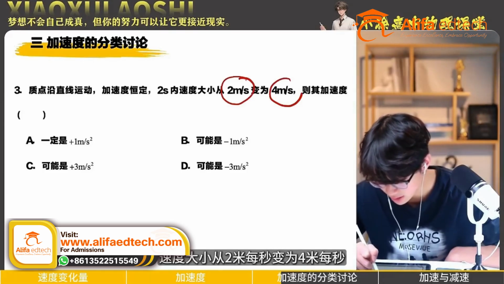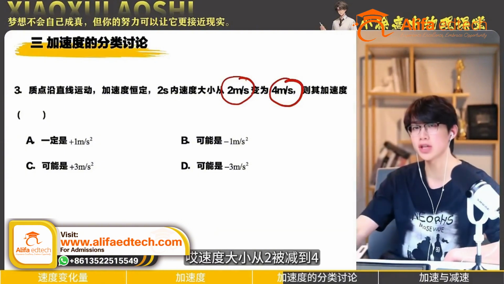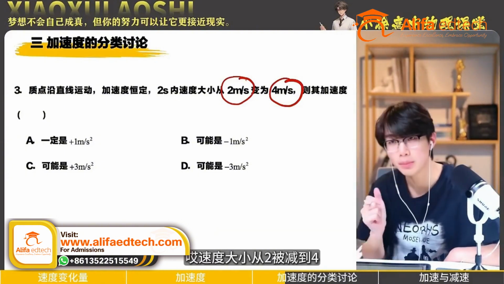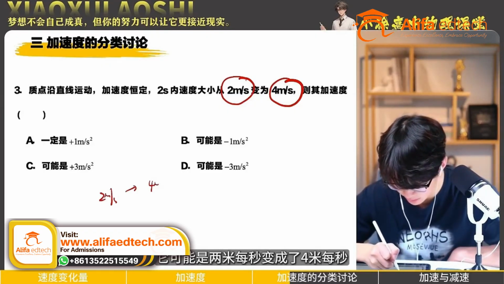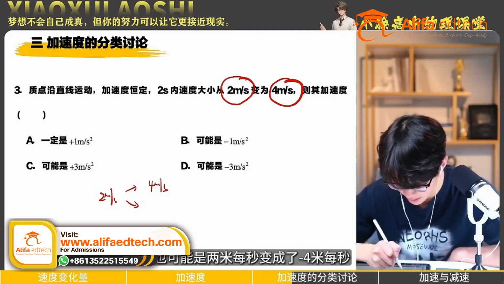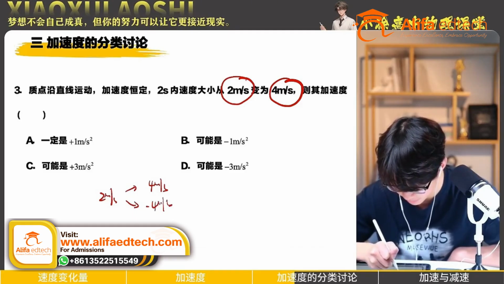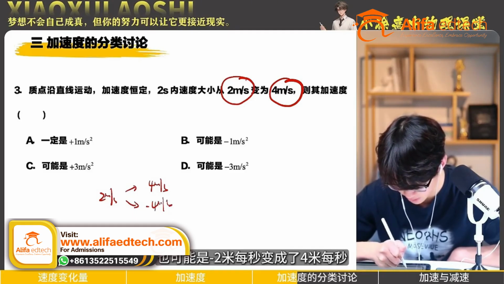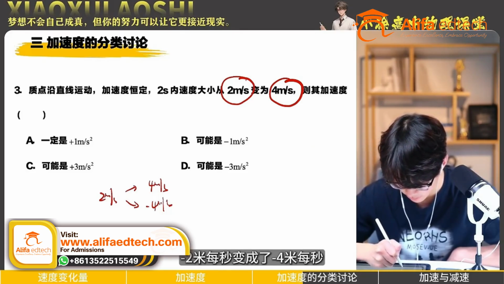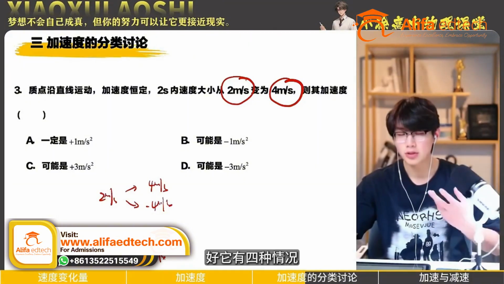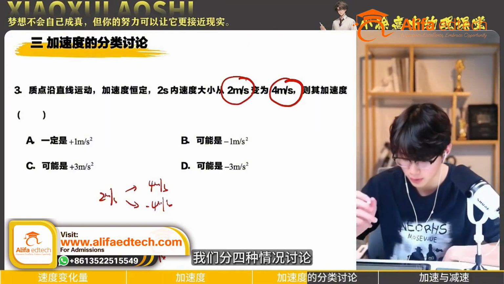So how many situations are there? The magnitude of the velocity changes from 2 to 4. So what could it be? It could be that 2 meters per second becomes 4 meters per second, or it could be that 2 meters per second becomes negative 4 meters per second. Negative 2 meters per second becomes 4 meters per second, or it could be negative 2 meters per second becomes negative 4 meters per second. There are 4 scenarios, so for these 4 scenarios, we'll discuss them separately.